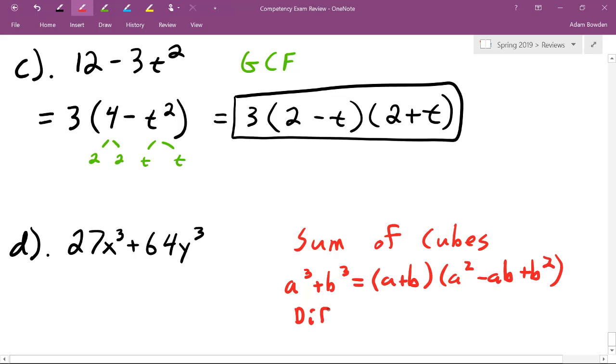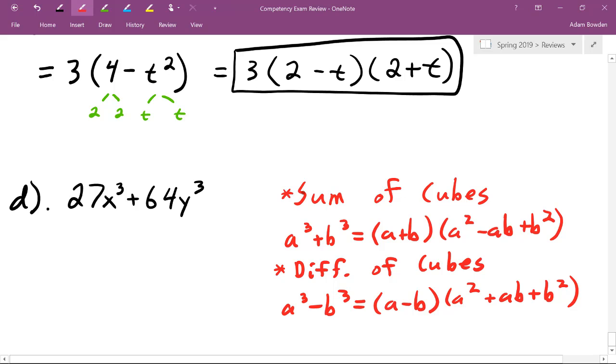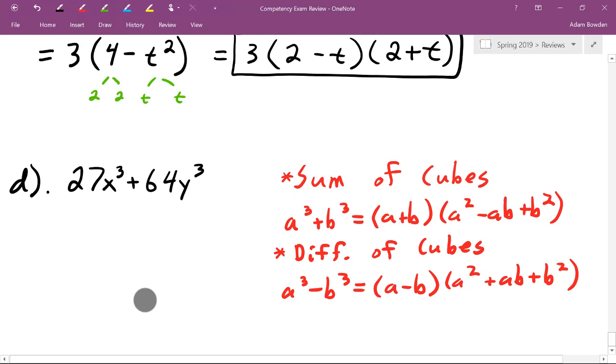There's a similar situation called difference of cubes that happens if there's subtraction rather than addition. It goes a cubed minus b cubed is equal to a minus b times a squared plus ab plus b squared. So they're pretty much the same idea, they just look very slightly different, and the signs are a little different for sum and difference.